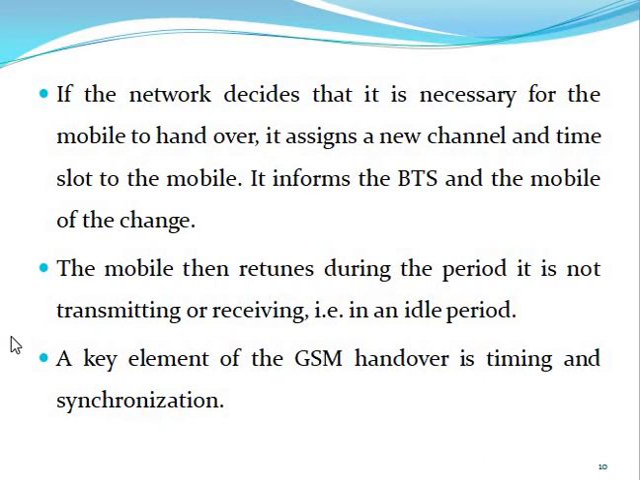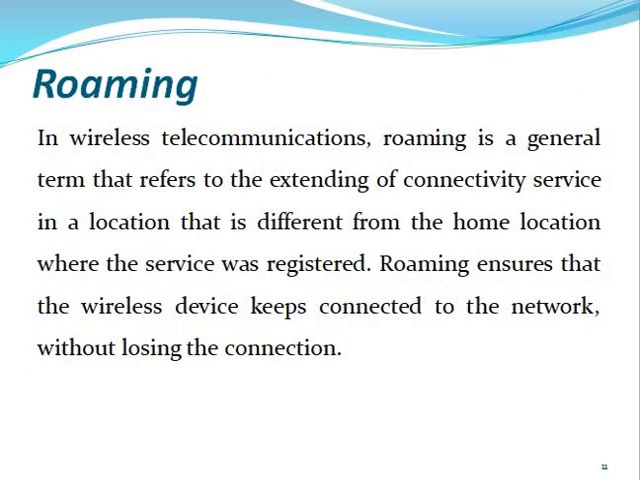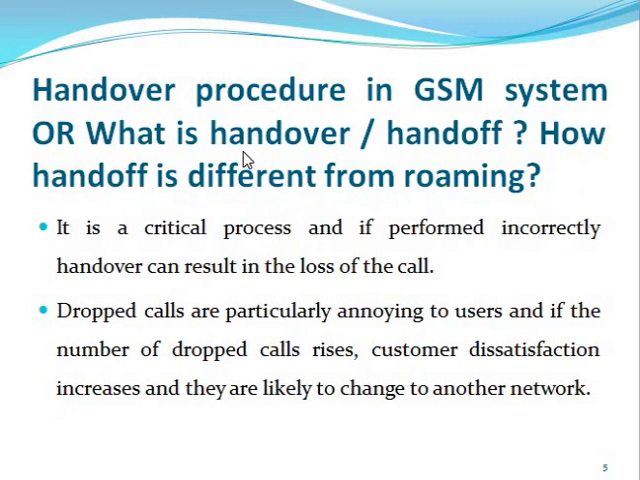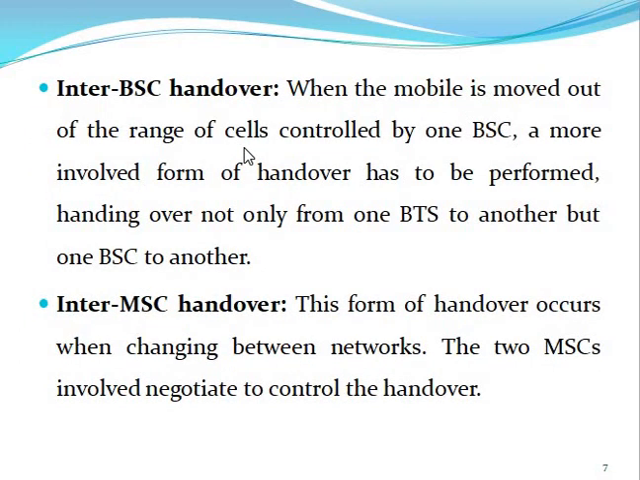So this is the importance. We can show that the network decides it is necessary for the mobile to hand over, and it assigns a new channel and changes the network. So these are all the types of GSM handover, and how a handover can drop for particular networks. Mostly the problems occur for networks with incoming and outgoing calls. So this is the GSM handover.